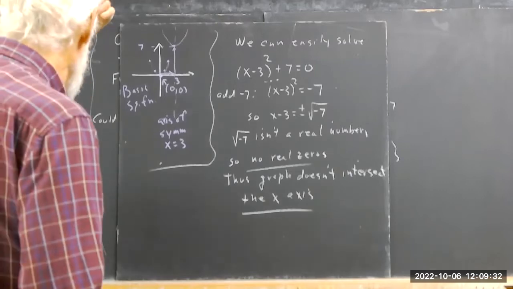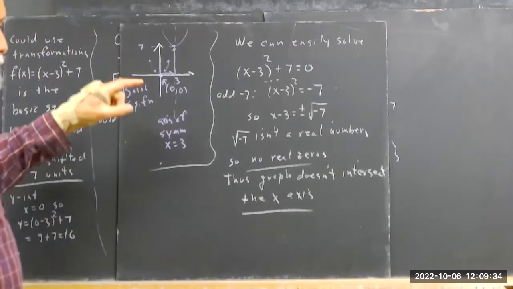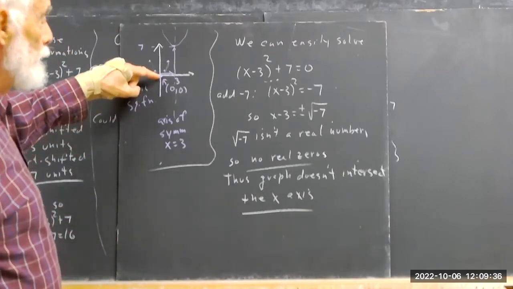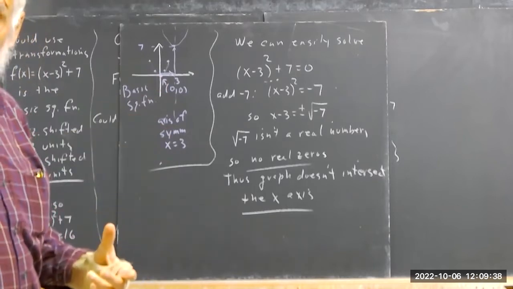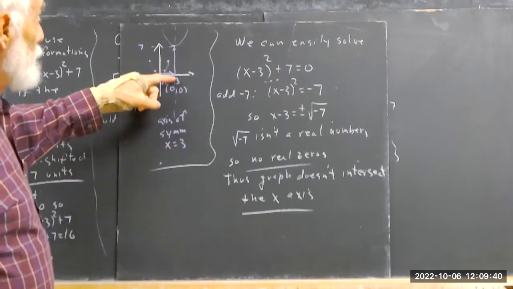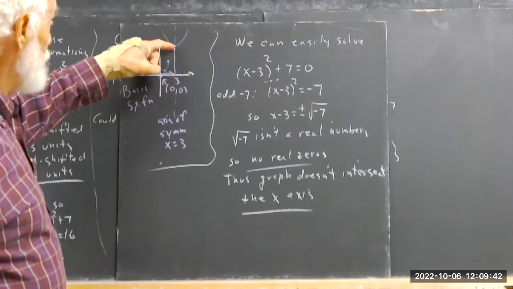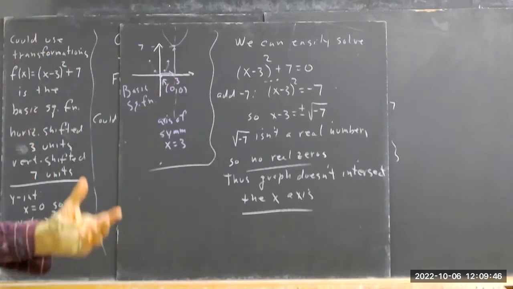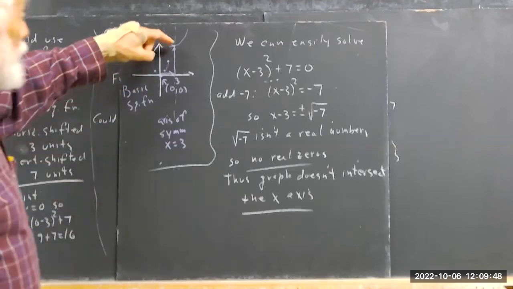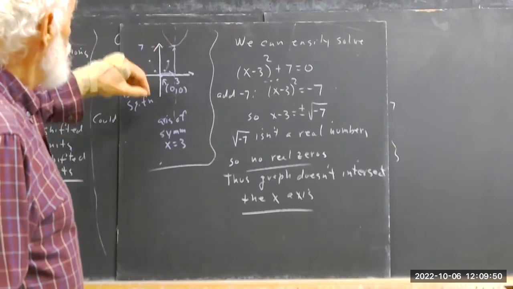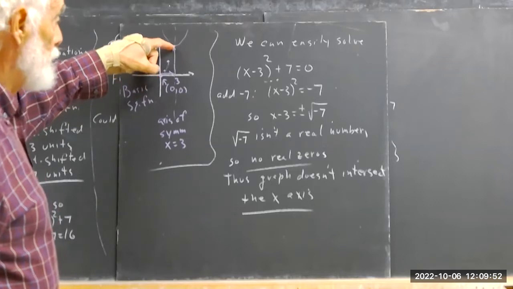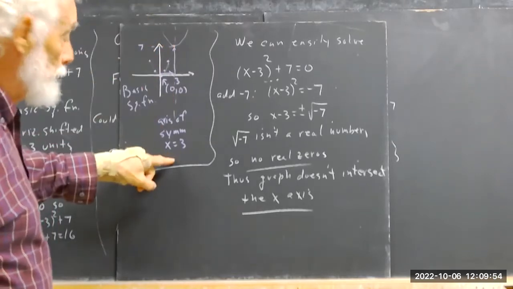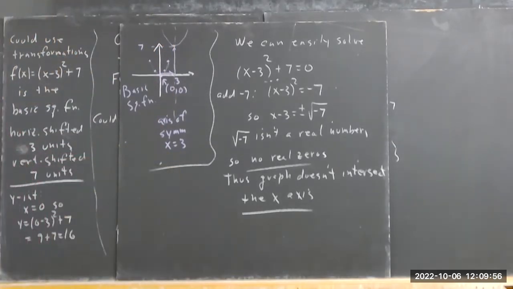We can take our basic squaring function. Now, when I do this, I just started with the origin here, because that's our vertex. We shifted 3 units horizontally, 7 units vertically, because that's exactly what the transformation model tells us to do. We got the origin. So we know that the parabola is going to have its vertex right here on the axis of symmetry, which is x equals 3.